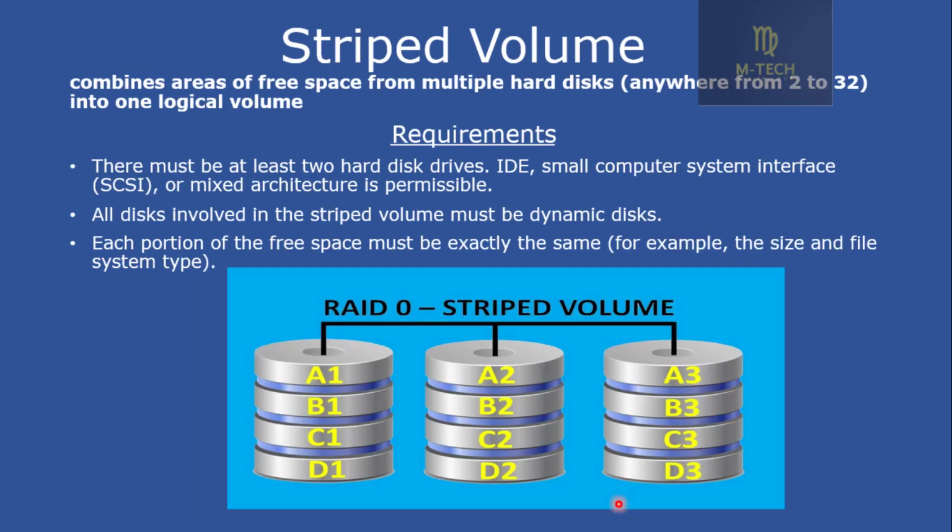Now let's move on to the next volume, which is a stripe volume. The stripe volume combines areas of free space from multiple hard drives, anywhere from 2 to 32 hard drives, into one logical volume. That's a stripe. Now, the requirements: there must be at least two hard drives, as I said.